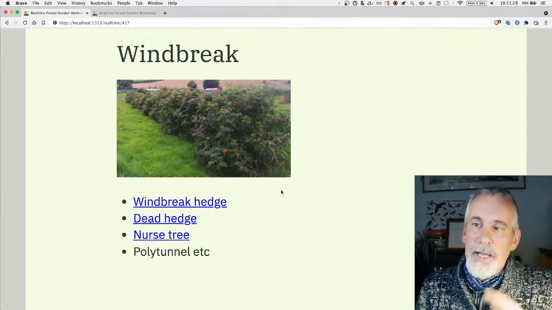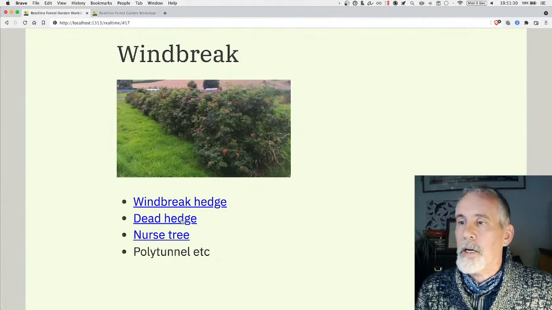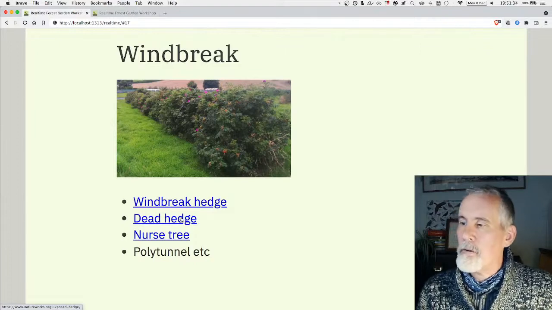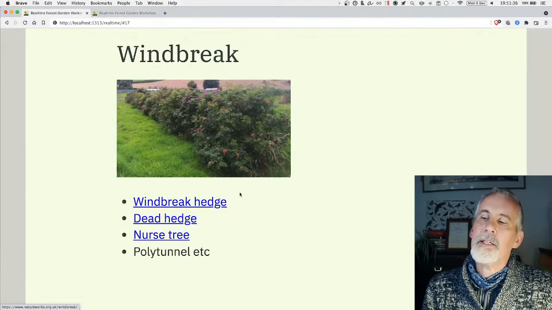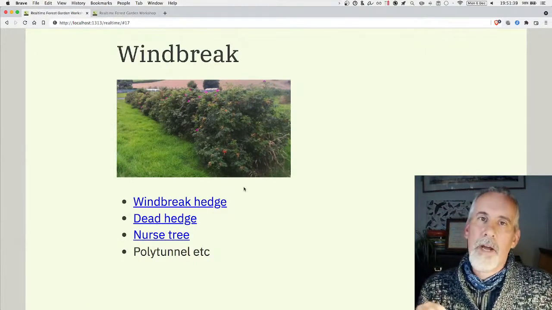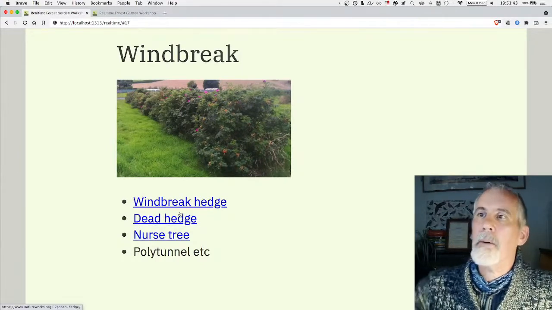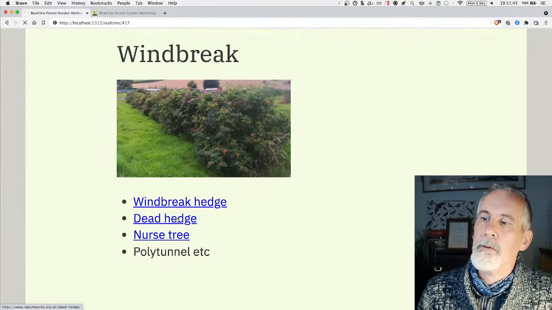Whilst your windbreaks are getting established, use dead hedges. Dead hedges are fantastic, they're brilliant, they are habitat, they are a place to chuck all your rubbish, they are windbreaks, they're a place to climb, to train climbers up. We've got one over there, I've got a dead hedge over in one of our gardens.